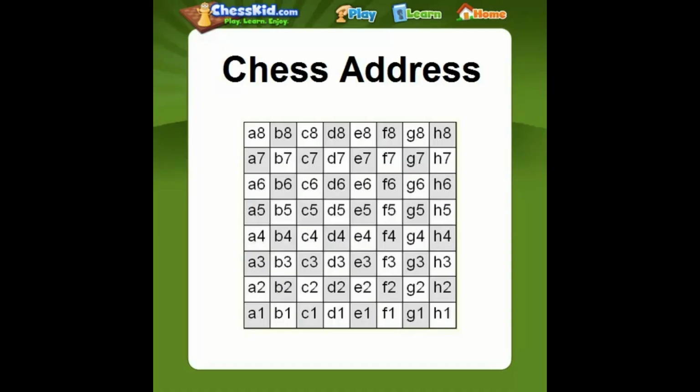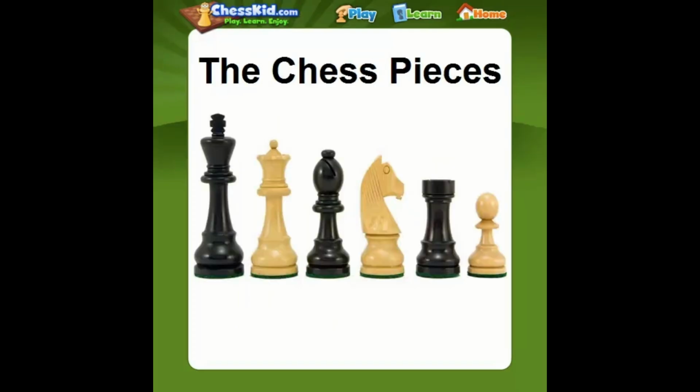Now that we know how to name the squares, we have to know how to name the pieces in notation. And guess what? That's really easy too. You just take the first letter of the piece, and that's how you name him. So what letter does the king start with? He starts with a K. So K is for king. Queen is Q. Bishop is B.